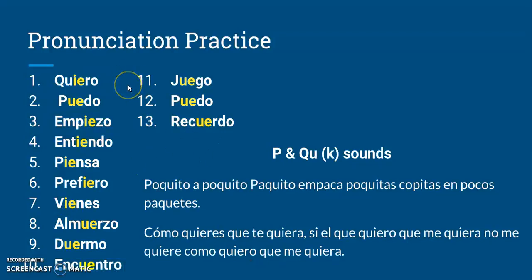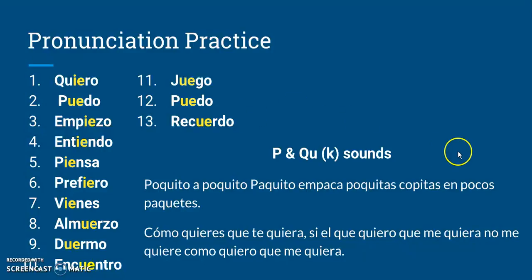So you can go ahead and go through them, and then you can say quiero, puedo, empiezo, entiendo, piensa, prefiero, vienes, almuerzo, duermo, encuentro, juego, puedo, recuerdo. Okay, so you can pause the video, practice them. You can do whatever you need. And I think if you try to use Google Translate, there's a little sound icon, and it will read them for you as well.